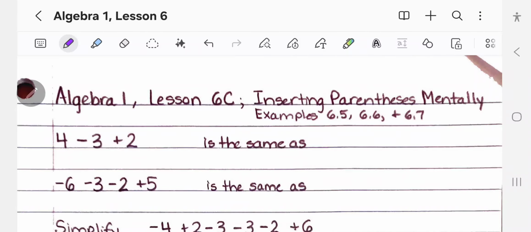This is Algebra 1, Lesson 6C, Inserting Parentheses Mentally, Examples 6.5, 6.6, and 6.7.